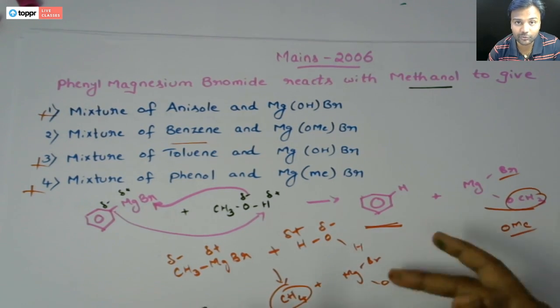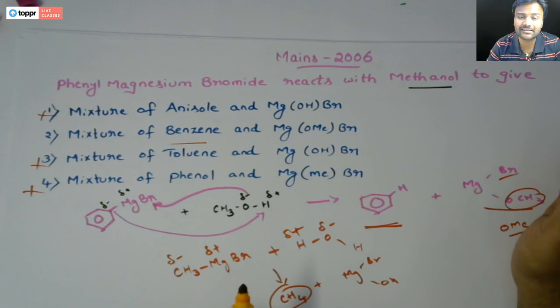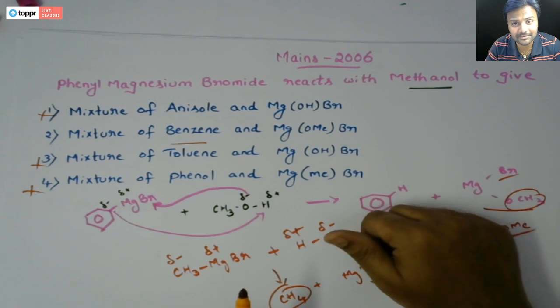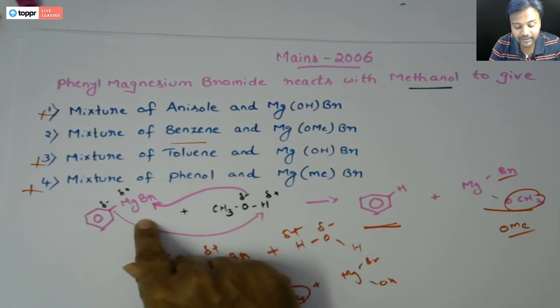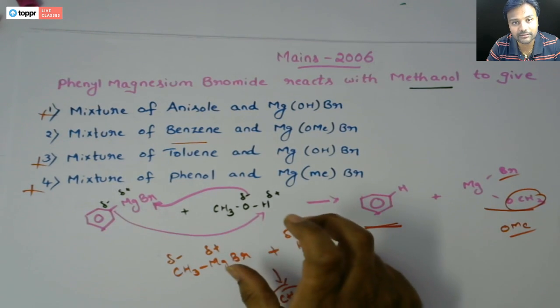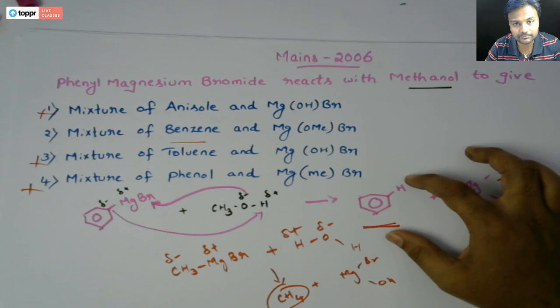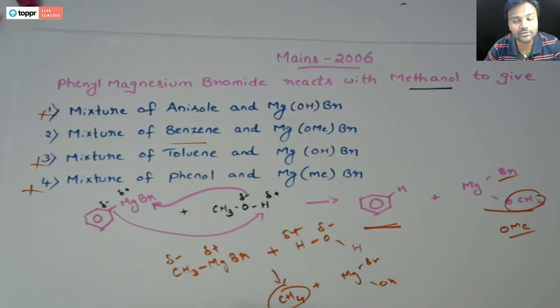Whenever we are doing an experiment, the Grignard reagent is kept far away from acids, because even the fumes of acids can convert the Grignard reagent to alkanes. In the same way, here phenyl magnesium bromide is treated with a protic solvent, so it is converted to benzene. This is one of the questions which was asked in Main 2006. Hope it's clear to you. Moving on to the next question.